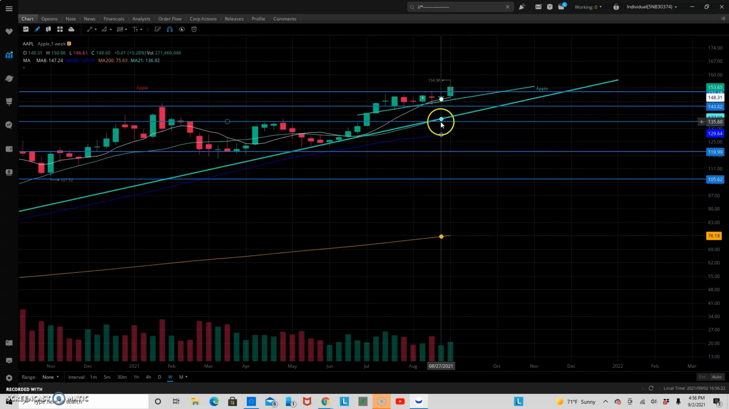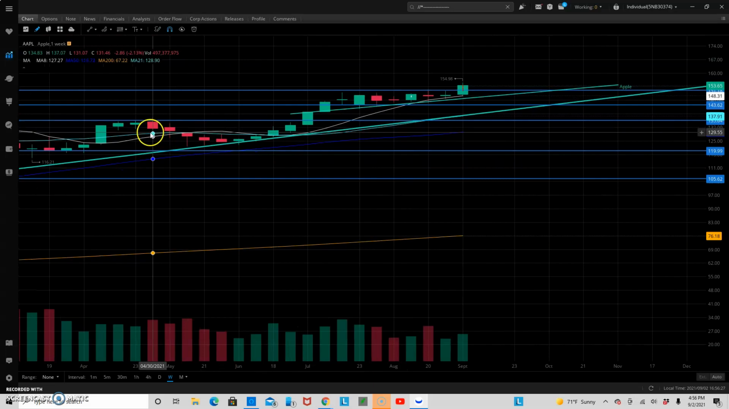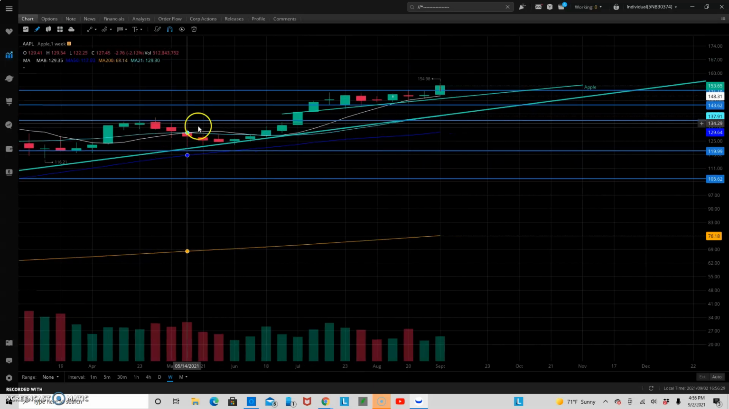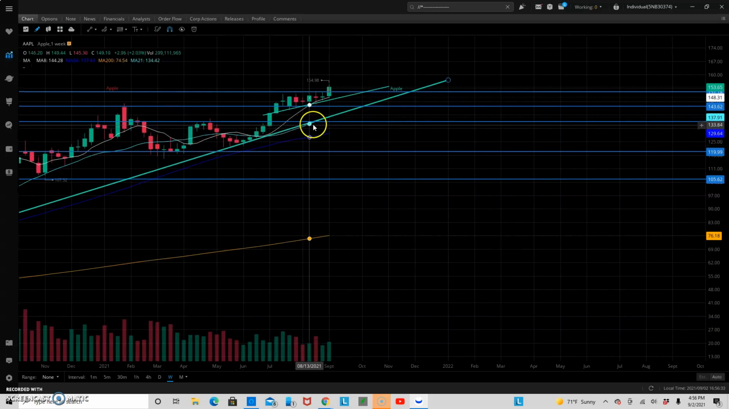So any test of that 50 period moving average on the weekly chart would be a test of the trend line here also. And you could see more recently that the 21 period moving average on our weekly chart here in the light blue, let me zoom out so you can see it. This line right here is basically covered up by my trend line. So they're basically following the same route upwards.